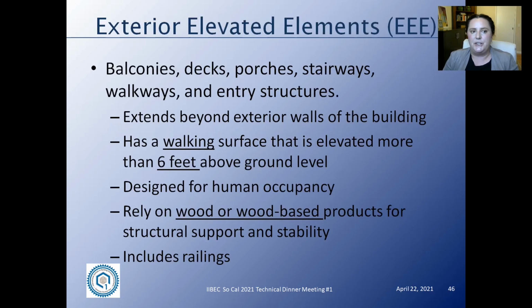First, we're going to go into some definitions. So what is an exterior elevated element? This includes balconies, decks, porches, stairways, walkways, and entry structures that extend beyond the exterior walls of the building, have a walking surface that is elevated more than 6 feet above ground level, are designed for human occupancy, and rely on wood or wood-based products for structural support. Railings and guardrails are also included in these EEEs, even if they are not wood-based. So if you have a metal guardrail on a wood-based exterior elevated element, then that is considered part of the EEE.